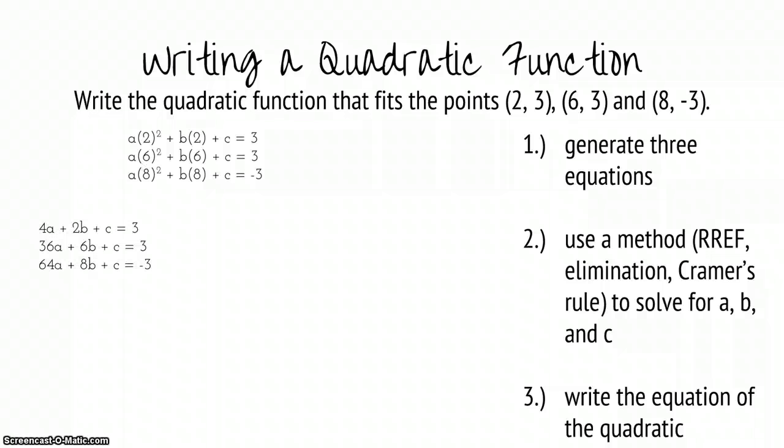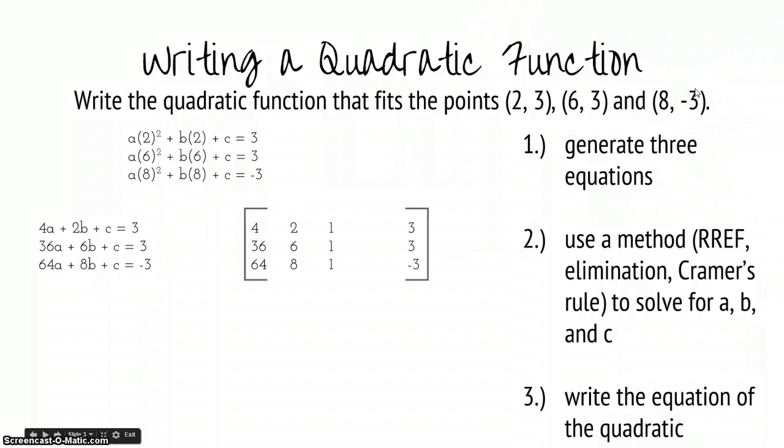So, here we go. Now, I'm going to clean those up a little bit, and you should too, because that makes it a little bit easier to look at. That looks more like a system that we're used to solving. 4a plus 2b plus c equals 3. 36a plus 6b plus c equals 3. And 64a plus 8b plus c equals -3, right? Because that last ordered pair is a -3.